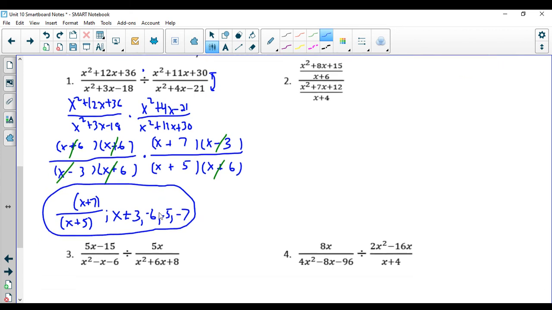All right, try the other 3 on your own. And then you'll need to check the answer key in our Google Classroom for the double check to make sure your answers work.